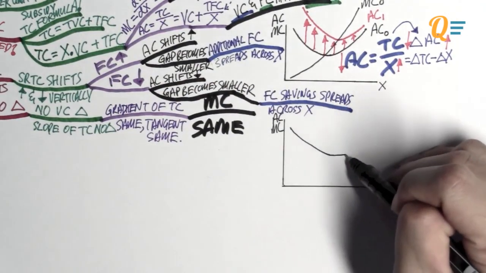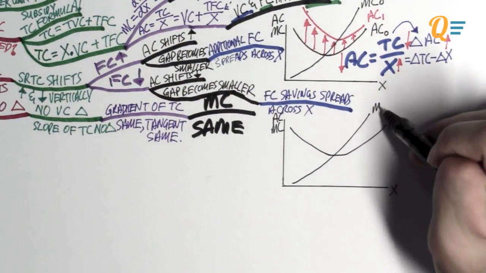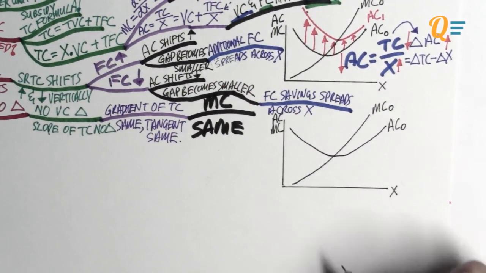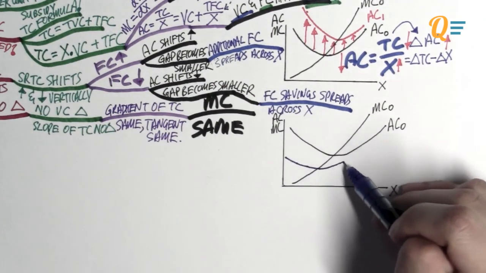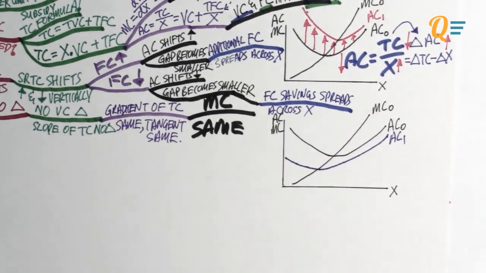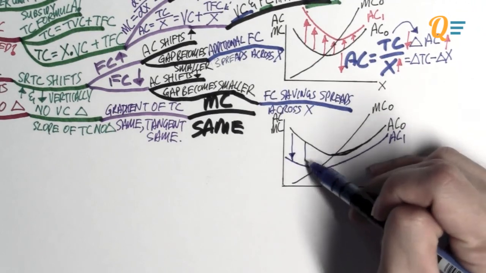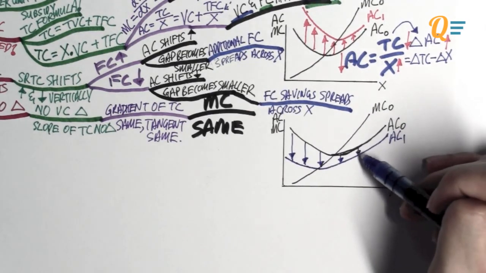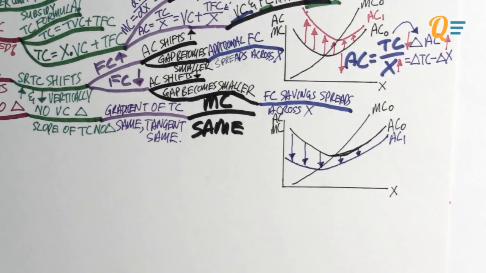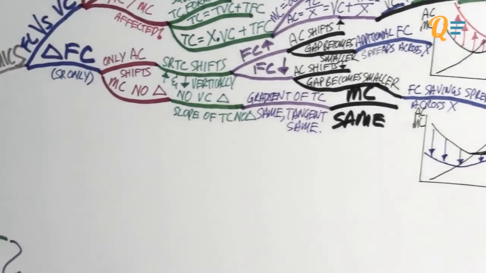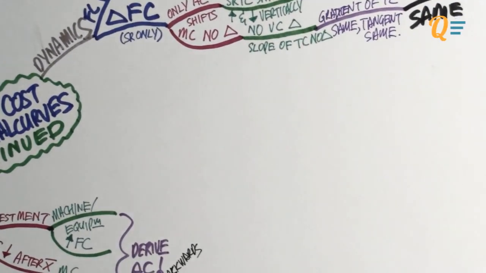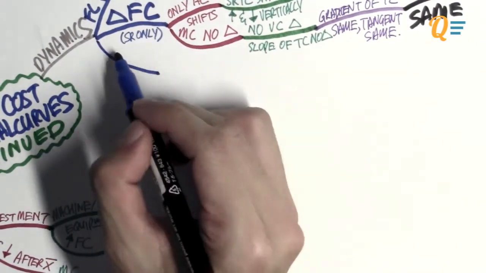So let's take a look at the graph. This is my initial AC and my initial MC. My AC curve is going to shift downwards over to this blue line over here, and that's AC1. And you'll notice that the gap starts to get smaller and smaller and smaller. So the decrease or increase in fixed cost is pretty straightforward. It's just a shifting of the AC curve.